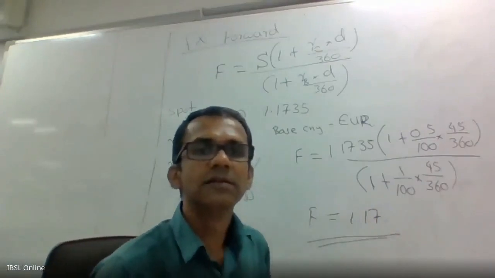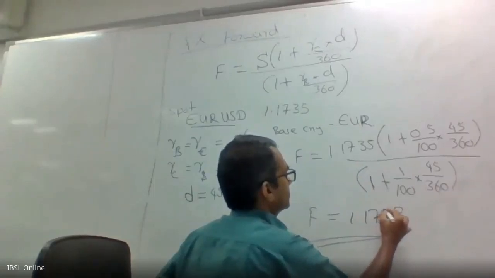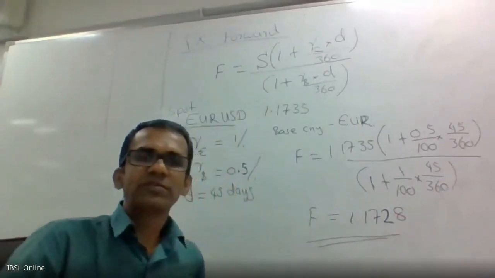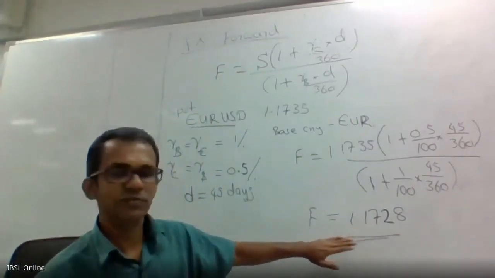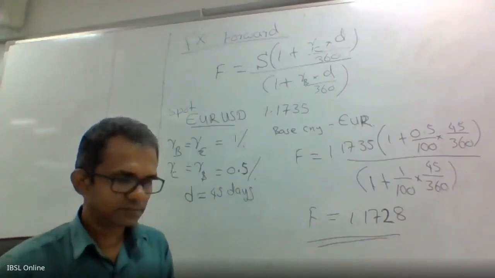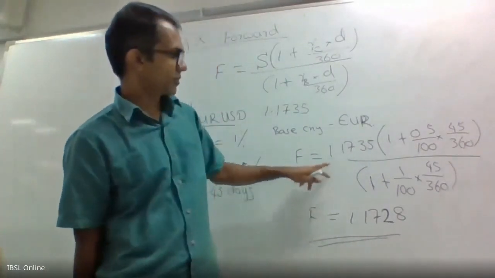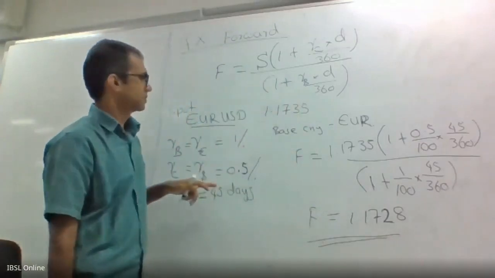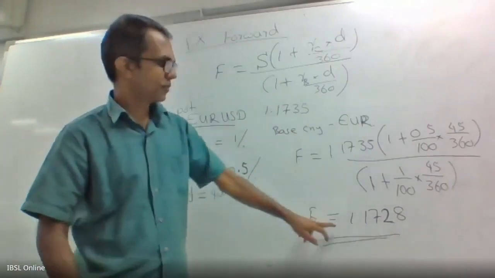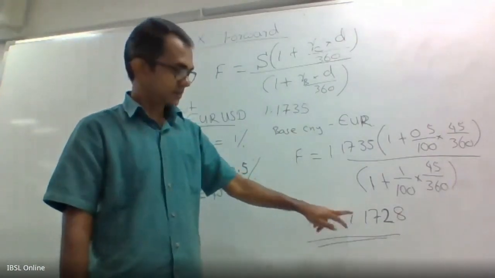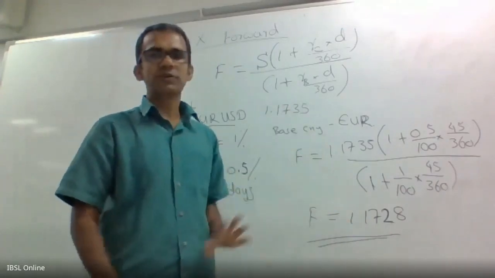So 1.1728. This is the forward exchange rate. Now, can you compare this with the spot rate? Spot rate is 1.1735. Forward rate is smaller, lower than the spot rate.